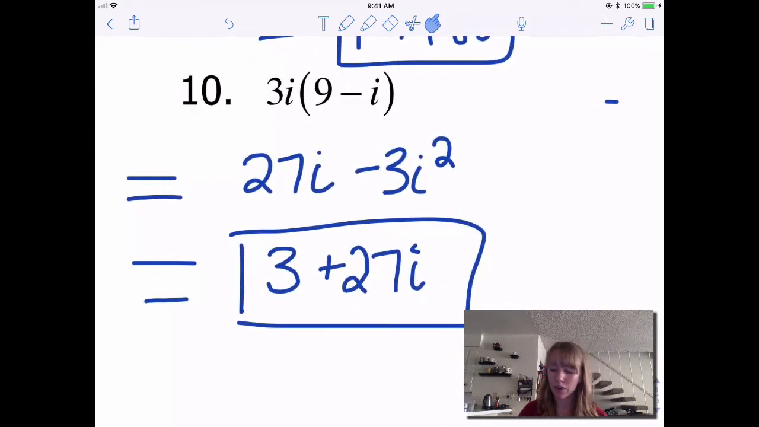Number 10, if you get to the point where you can do this few of steps, so you get 27 minus 3i squared, you notice that your i squared is going to be a -1, so -3 times -1 is positive 3. That's really the pattern that you'll see, is whenever you have an i squared, it's just going to change the sign of the number in front of it.